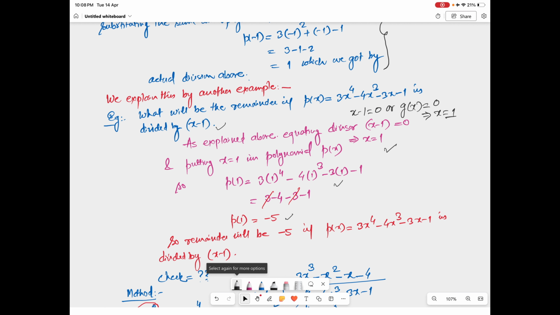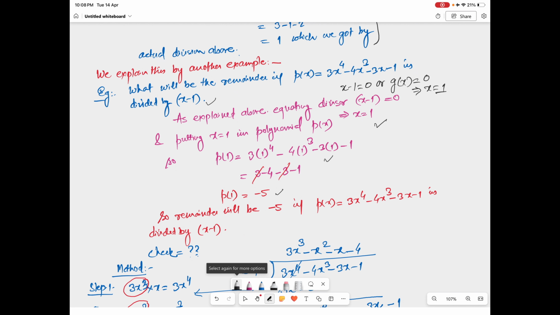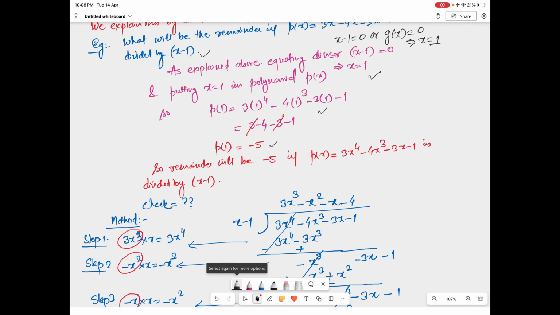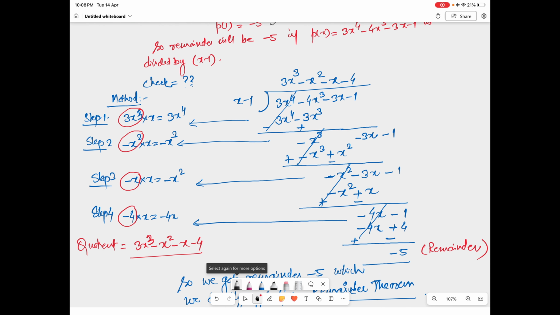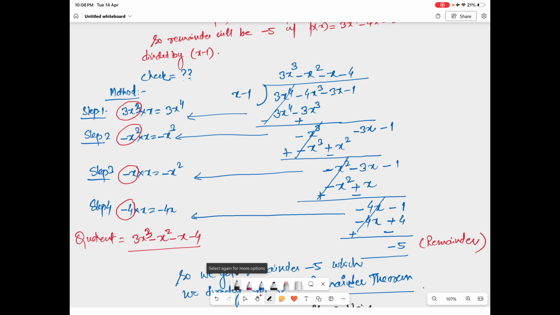So I will do now the actual division. By dividing it by x minus 1, we will get the remainder as minus 5. I will explain this now by doing the actual division. Here I have explained the steps of the division also, so that it becomes easy for you. 3x to the power 4 minus 4x cube minus 3x minus 1, divided by x minus 1.